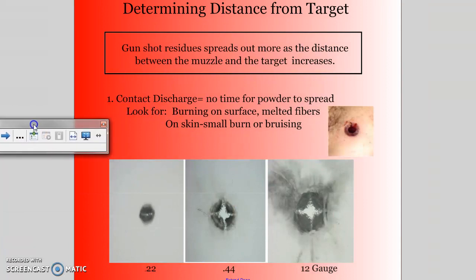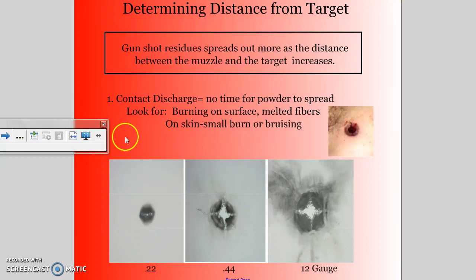So, determining distance using gunshot residue. Gunshot residue spreads out more as the distance between the muzzle and the target increases. So the closer you are to your target, the tighter the GSR is going to be, and it's going to spread out more and more the further you get away from your target. The first thing we're going to look at is a contact discharge. That's where your gun would be right on top of your surface, so you're either touching it or just millimeters away from it.